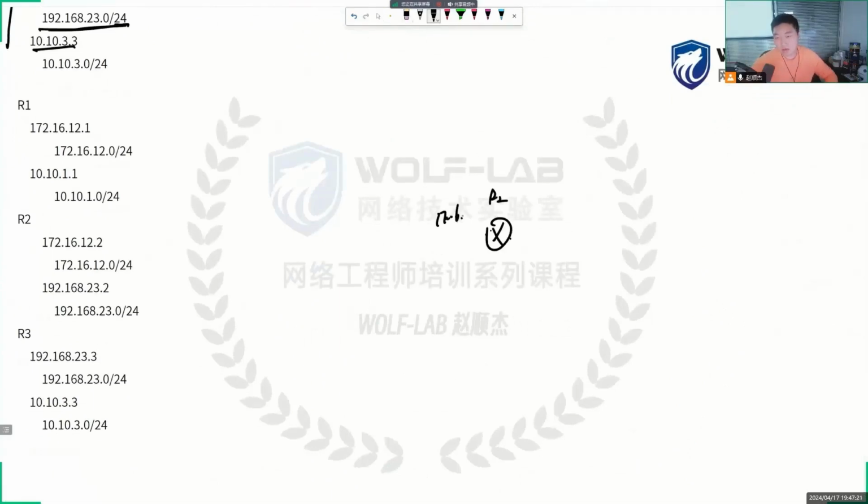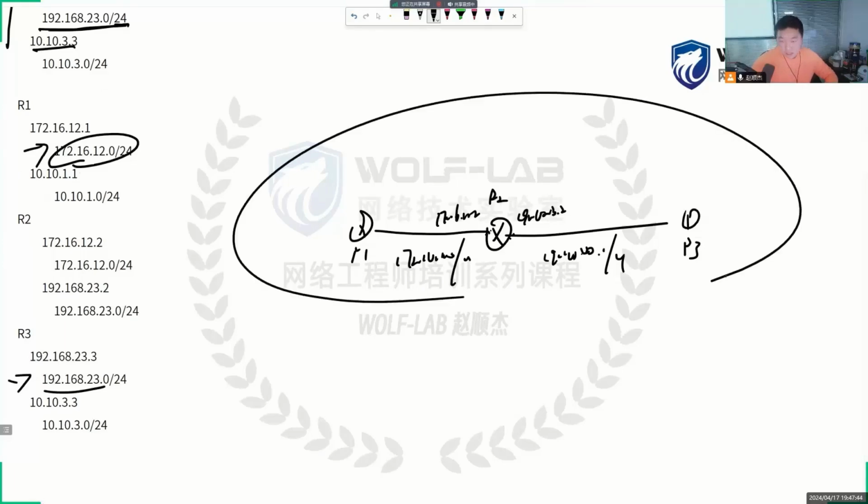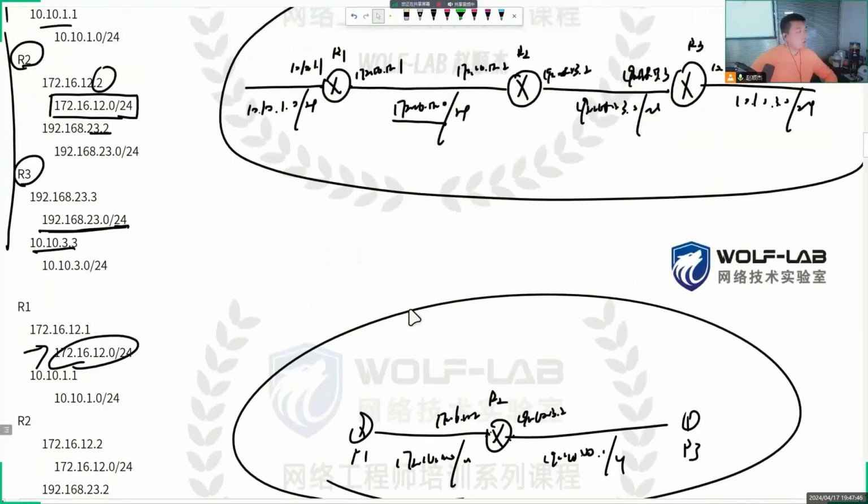R2, starting from itself, can also see, starting from ourselves. I am R2. I have an address 172.16.12.2, and I have an address 192.168.23.2. I write a little slower, so speed up a bit. Connected to 172.16.12.0/24, connected to 192.168.23.0/24.